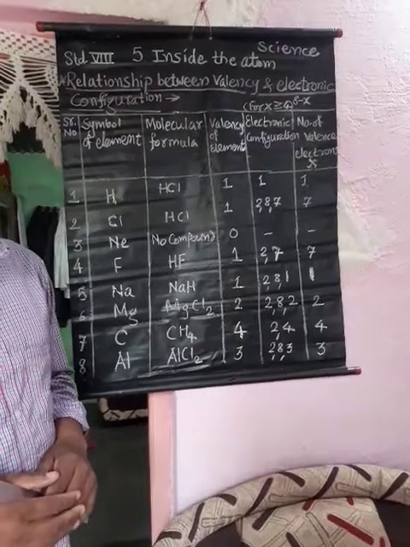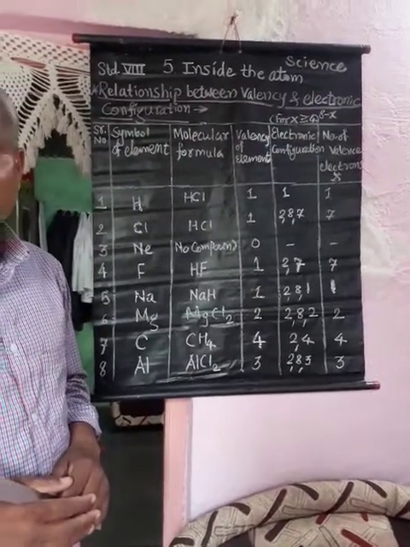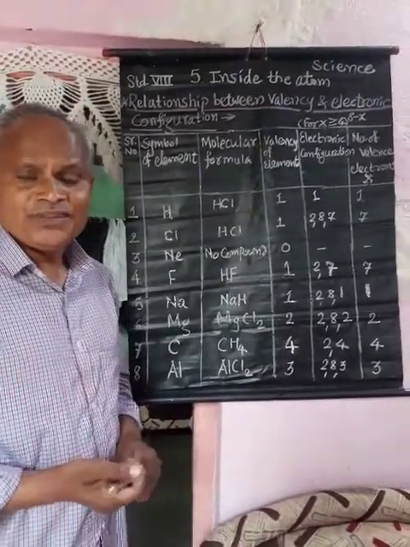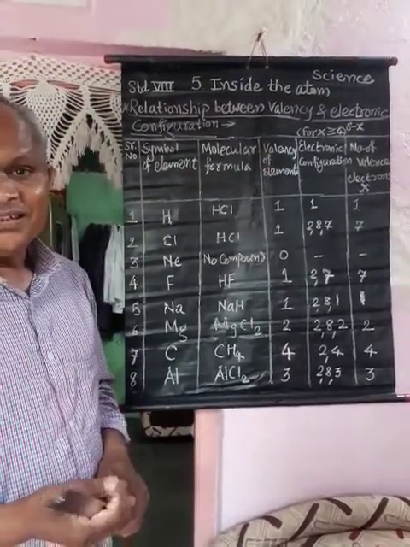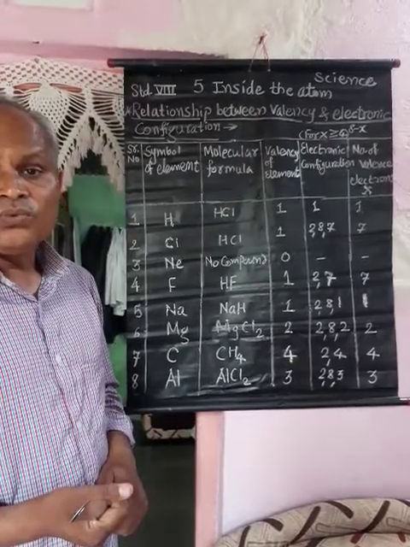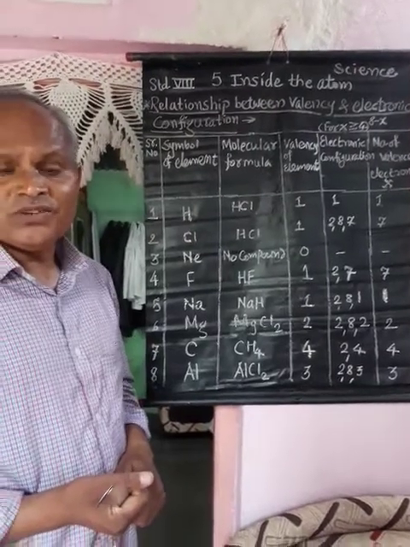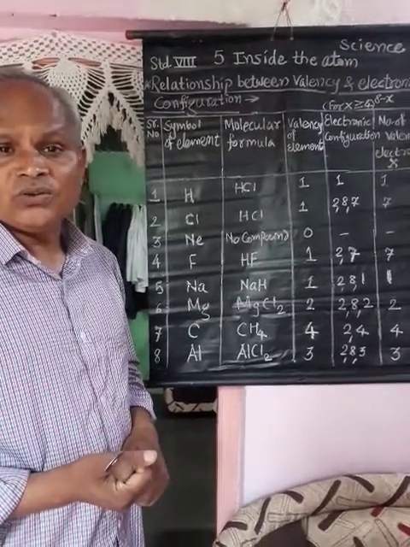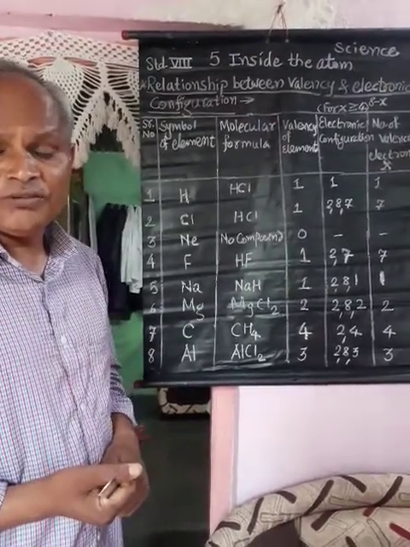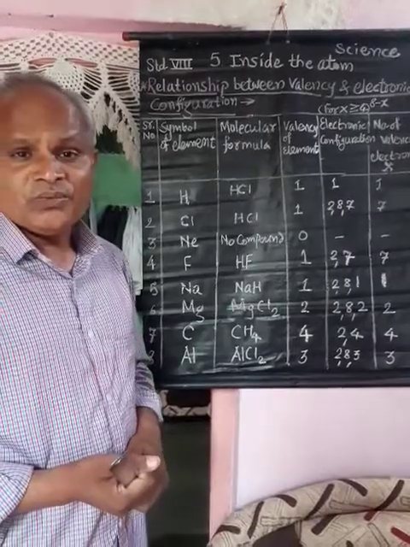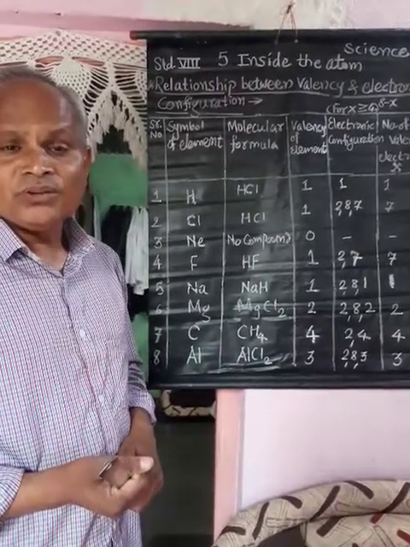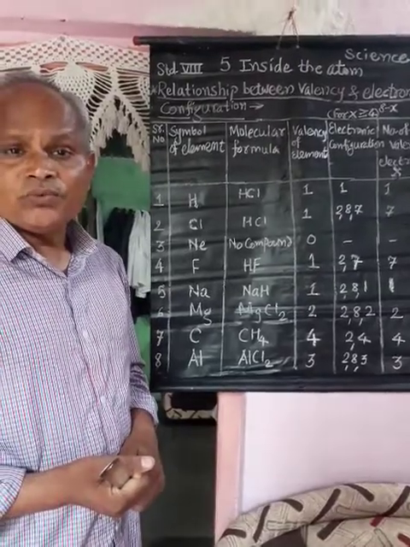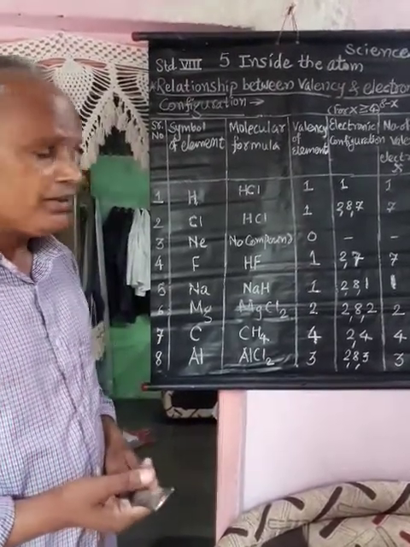The capacity of the first orbit, the K orbit or shell, is 2 electrons, which we can find by means of a formula. The number of electrons in an orbit is equal to 2n square. If it is the first orbit, n is equal to 1, 1 square is 1, and 2 ones are 2. 2 electrons will accommodate in the first orbit. What is the capacity of the second orbit? Formula 2n square, n is equal to 2. So 2 square is 4, 4 twos are 8 electrons will accommodate in the second orbit.